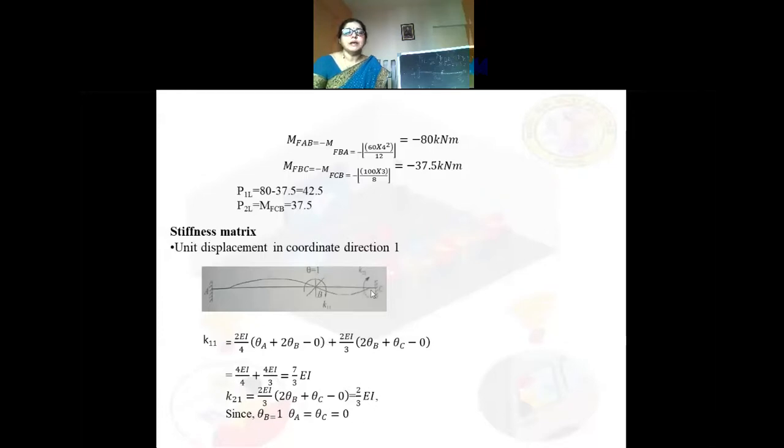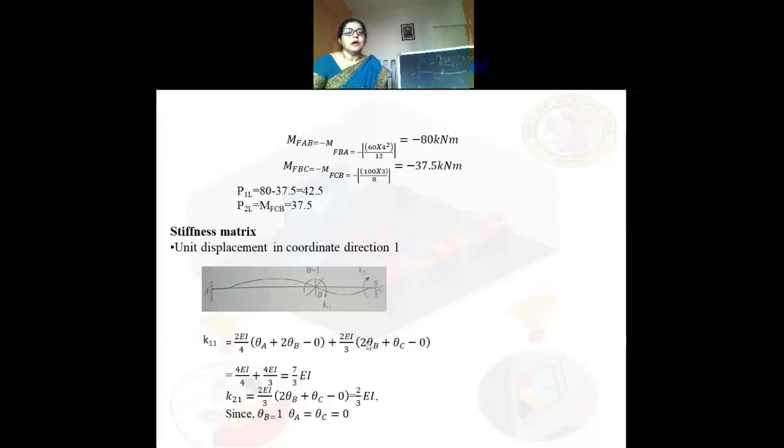For span BC, near end is B, far end is C. So near end, when you multiply, you should get 4 theta B, and for this theta B, that's all, right? So 2EI by L, 2 theta B, plus theta C. That is the slope deflection equation I am using. 2EI by L, L length is how much? 3 meter. 2EI by L into 2 theta B. So this is the near end. Far end is theta C. There is no translation, hence it is 0.